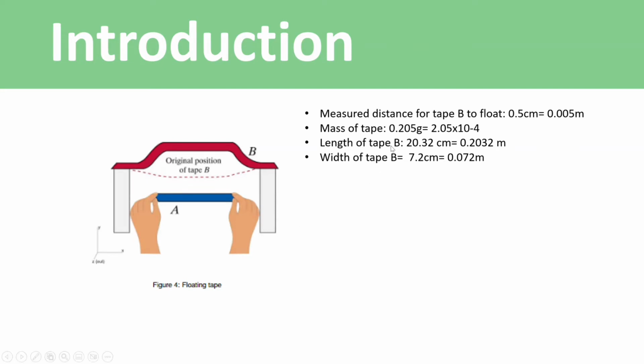This is one of the diagrams from when we took our tape A to tape B, and we figured that both of them were positively charged. So when we put one of them closer to the other one, they were repelled. Tape B lifted up, and we measured that the distance for this to happen was 0.005 meters. The mass of the tape was 2.05 times 10 to the negative 4 kilograms, and the length and width of our tape you can see on the screen.